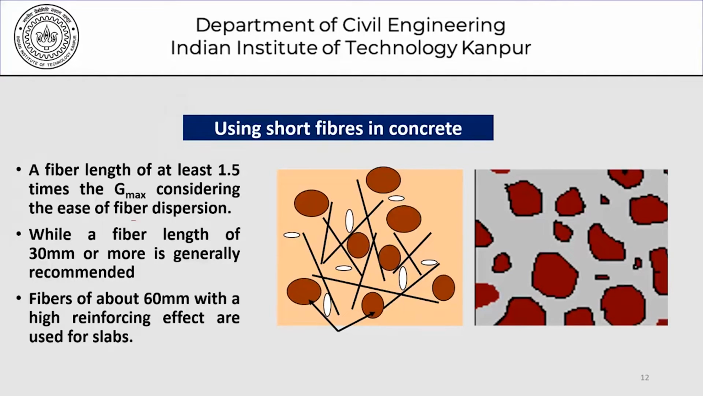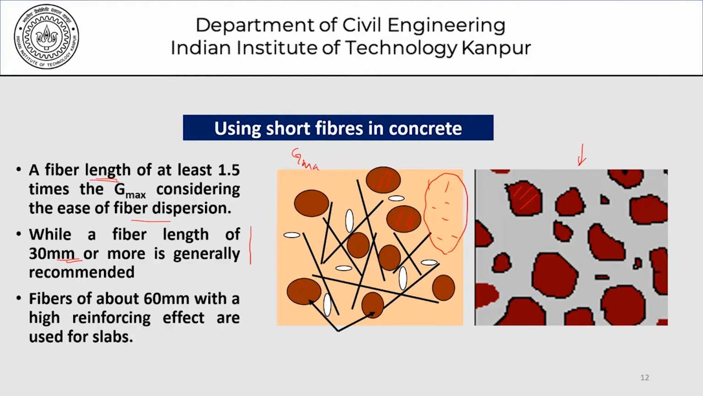Using short fibers in concrete, a fiber length of at least 1.5 times the maximum size of aggregate, considering the ease of fiber dispersion, is what is generally recommended. So obviously in a concrete like this, and this is the picture which we have been using all along, if this is the size of my coarse aggregates here, if I have fibers which are very small, it may not be very effective. So in order for fibers to become effective, they should be at least about 1.5 times the size of the coarse aggregate, while a fiber length of 30 mm or more is generally recommended. Now this 30 mm is coming from 1.5 times 20 mm.